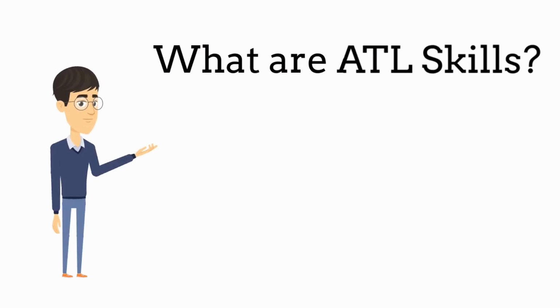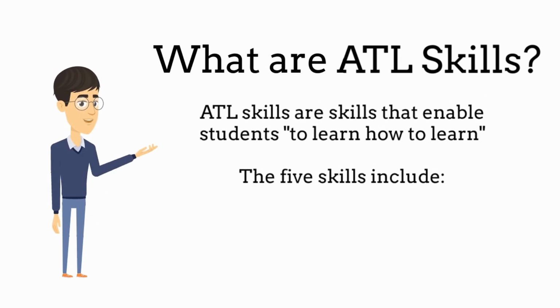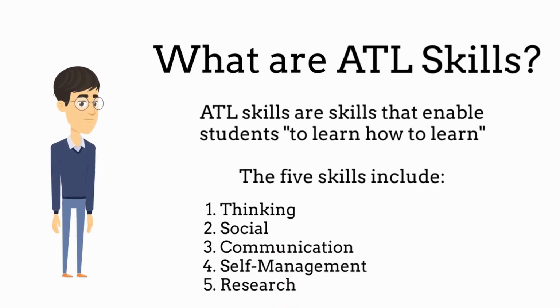ATL skills. ATL skills, ATL being the abbreviation or shortened version for approaches to learning, are skills that enable students to learn how to learn. They help students prepare how to learn independently and with others. ATL skills are divided into 5 skills: thinking, social, communication, self-management, and research. These 5 skills are then subdivided into more skills. For example, communication skills are divided into interactive skills and language skills.